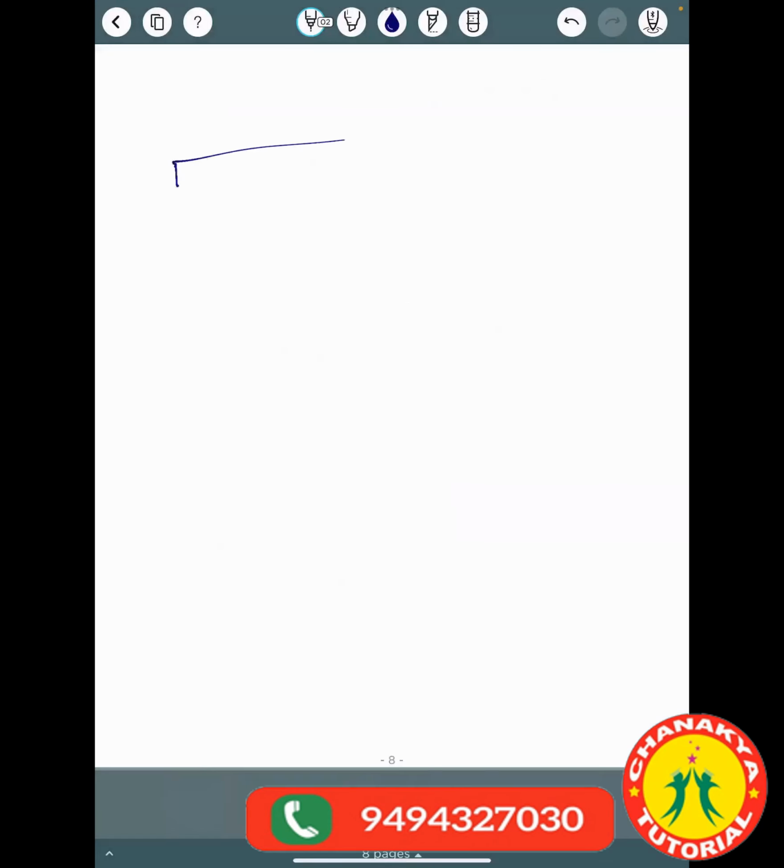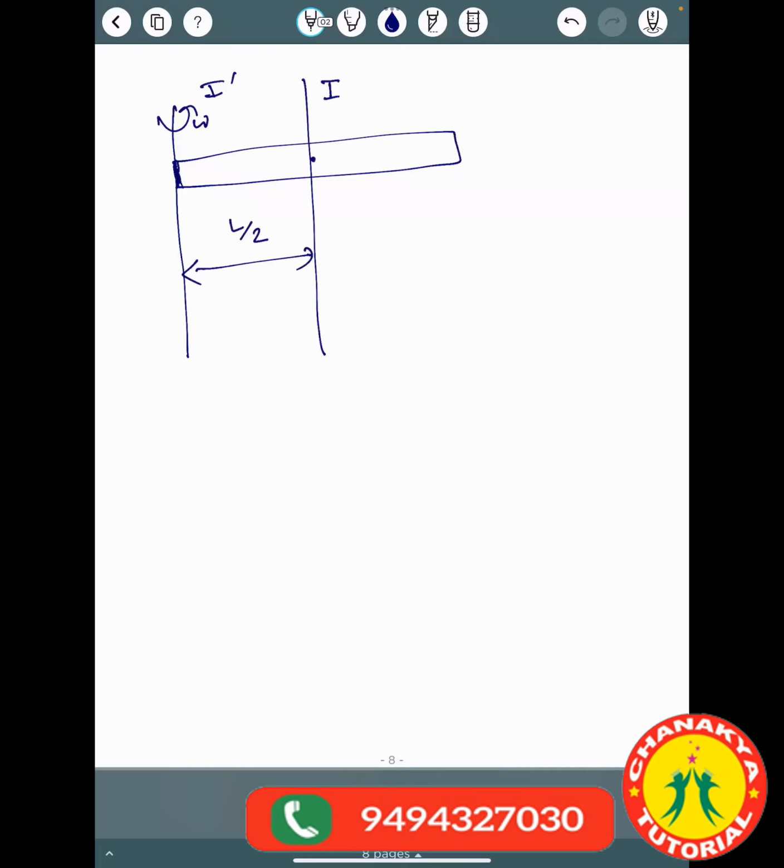So for example, for a rod, if I ask you what is the moment of inertia about this end axis, what you will do? You know this about the center. So what will be this distance from the center? It is L by 2, correct? Now my x is equal to L by 2. So I dash is equal to I plus mass m, length is L by 2 whole square. Understood? And I you already know that is ml square by 12 plus ml square by 4. If you solve, you will get ml square by 3.